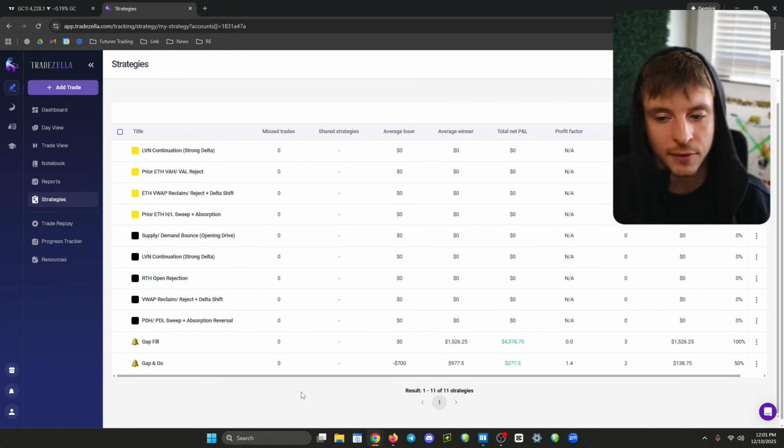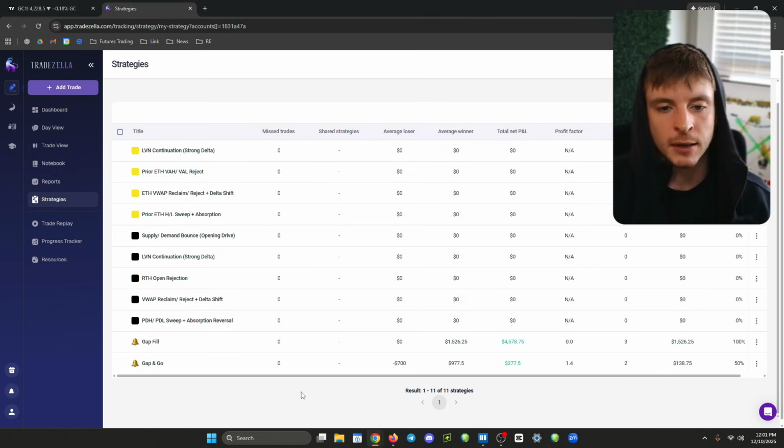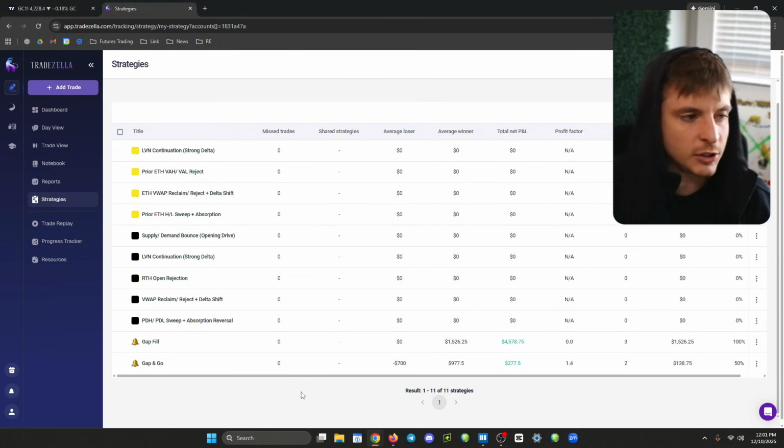So one, I can have them documented a lot better. I can see every time there was a previous day high or low sweep, overnight high or low sweep, and I can see it right there in my playbook. Like I took the previous day's high or low plus absorption reversal. I took that however many times, and it's all documented in one place. Whereas previously, absorption reversal was what the setup was named. And I might have absorption reversals at VWAP, the previous day's close, the previous day's high low, supply and demand zones, whatever it may be.